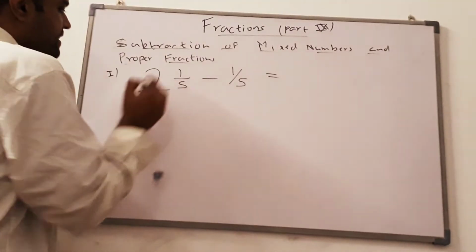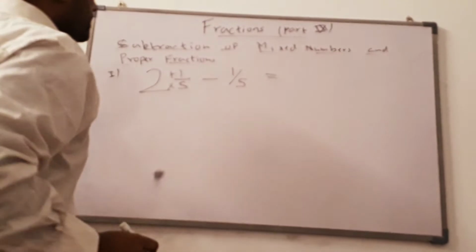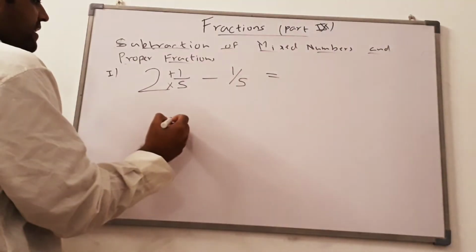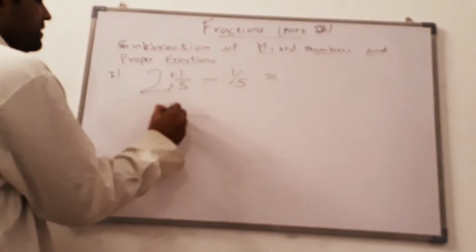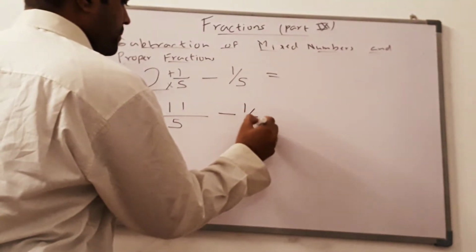2 1/5 minus 1/5. There are two methods to solve this sum, but I prefer to use the method we've learned so far, that is converting mixed numbers into an improper fraction. To convert it to an improper fraction, first we keep the denominator the way it is, and the numerator means denominator times the whole number plus numerator. So 5 times 2 is 10 and 1, 11, minus 1/5.